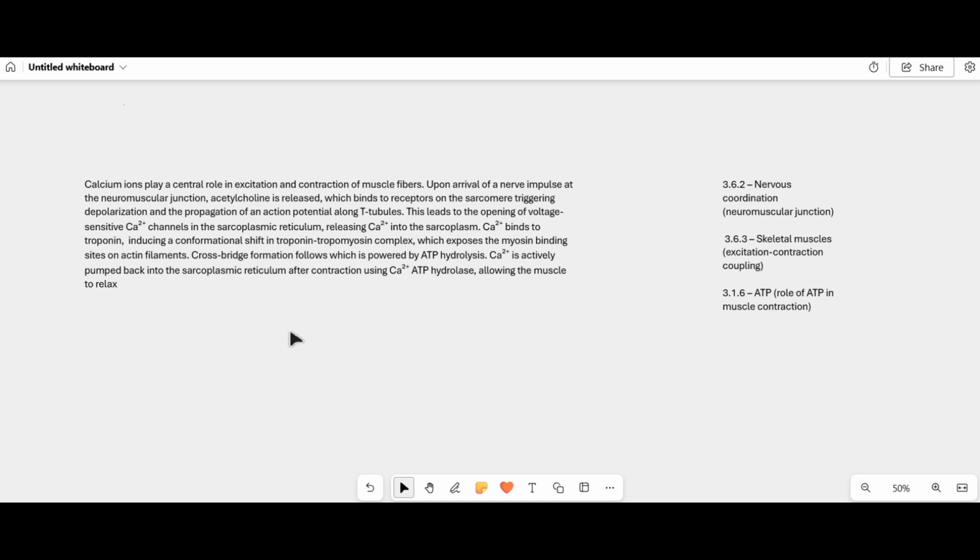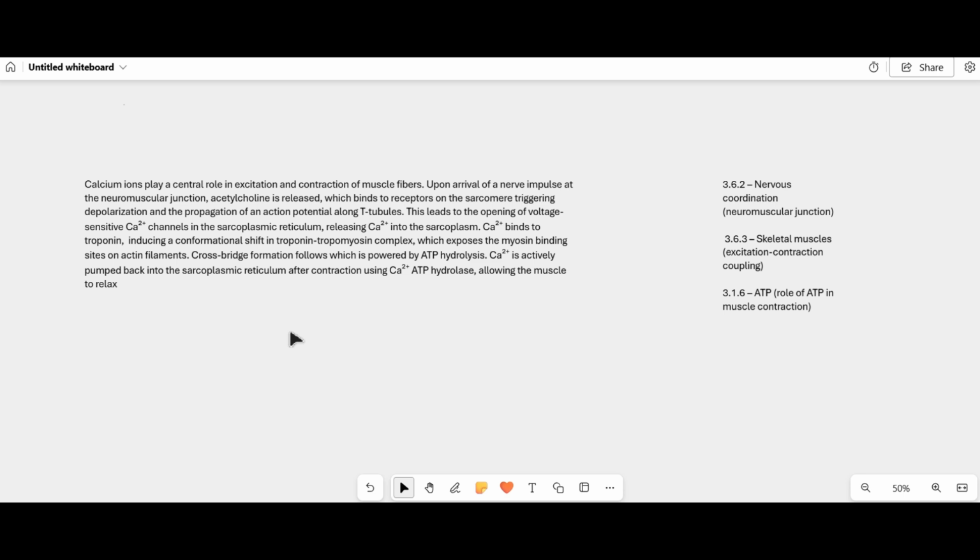So calcium ions play a central role in excitation and contraction of muscle fibers. Upon arrival of a nerve impulse at a neuromuscular junction, acetylcholine is released here. So that's just normal topic 6. Straight A-level content here, which binds to receptors in the sarcomere, triggering depolarization and the propagation of action potential along T tubules here. T tubules is a little bit of extra information.